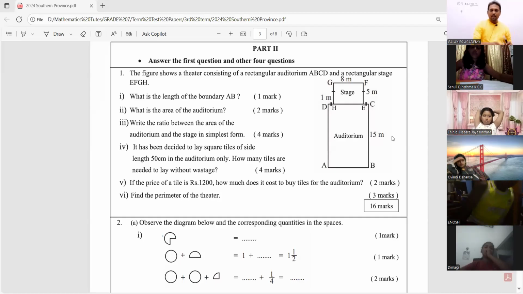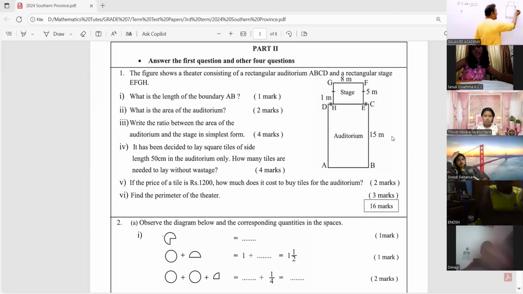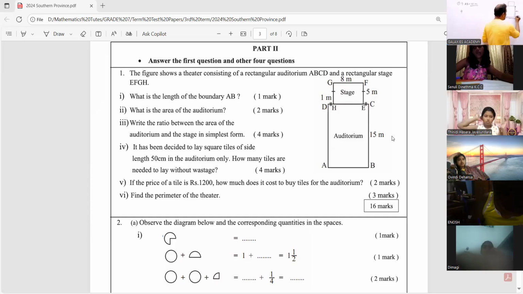auditorium, right? First, I will draw the diagram. This is the auditorium, 15 meters by 10 meters, and this is the stage. Now I found this length is 10 meters, and the length of the auditorium is given as 15 meters. Then the stage length and breadth are given as 8 meters and 5 meters.